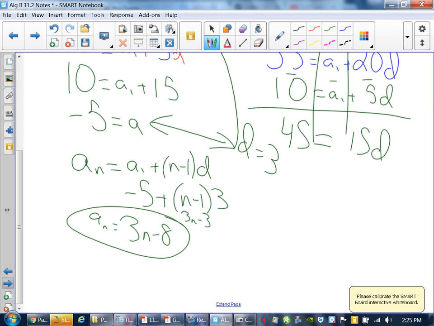Oh, it's like solve for it. Yeah, it's just solve for it. Oh, you just put in 40 for n. Once you get the nth rule, you can figure out anything.